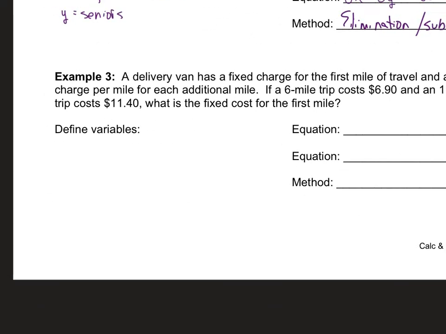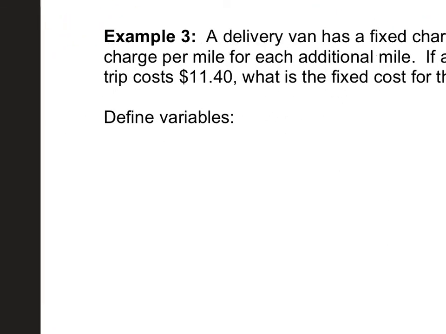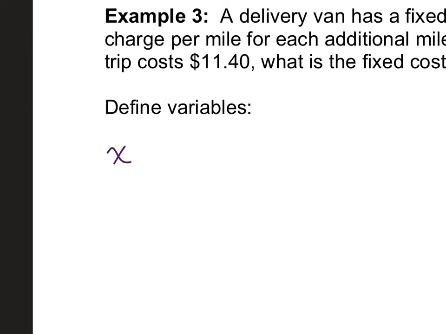Example 3. This is a very common type of question. A delivery van has a fixed charge for the first mile of travel and a charge per mile for each additional mile. If a 6-mile trip costs $6.90 and an 11-mile trip costs $11.40, what is the fixed cost for the first mile? So there's a cost involved no matter what we do. The second we call them, we have to pay X, the fixed cost. But on top of that, we have to pay for miles. We'll say Y is the number of miles.